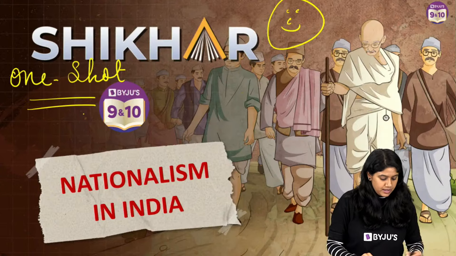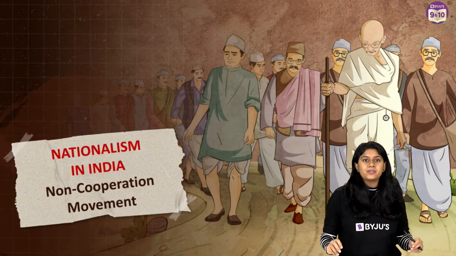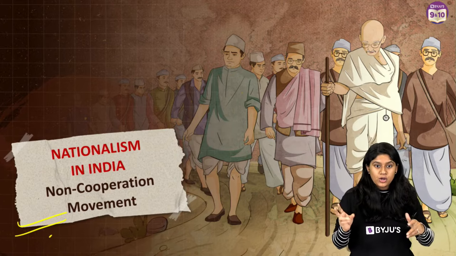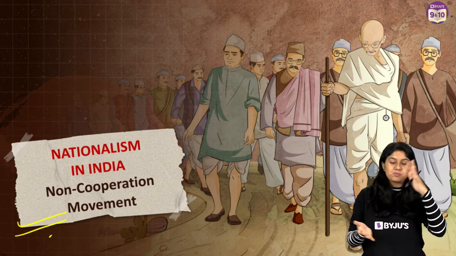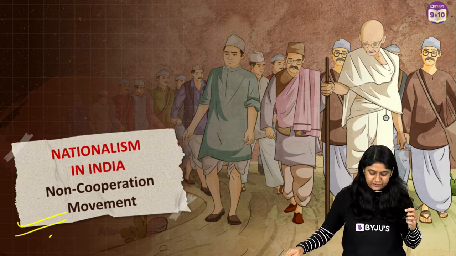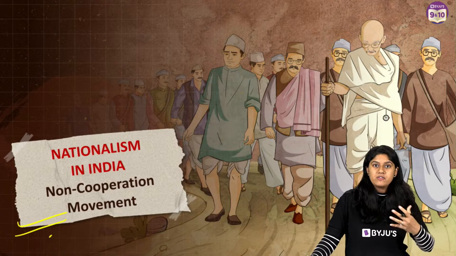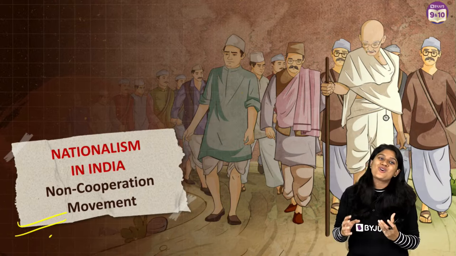Okay, so we'll first be discussing the non-cooperation movement. This particular chapter, broadly, we can divide into the two different movements that happened in India at that time. We have the non-cooperation movement and then the civil disobedience movement. So we have two important movements, and that's the split of this chapter. This whole chapter is in terms of Gandhiji, so whatever we learn, we will be learning in the way that Gandhiji saw it, and that's the essence of this.